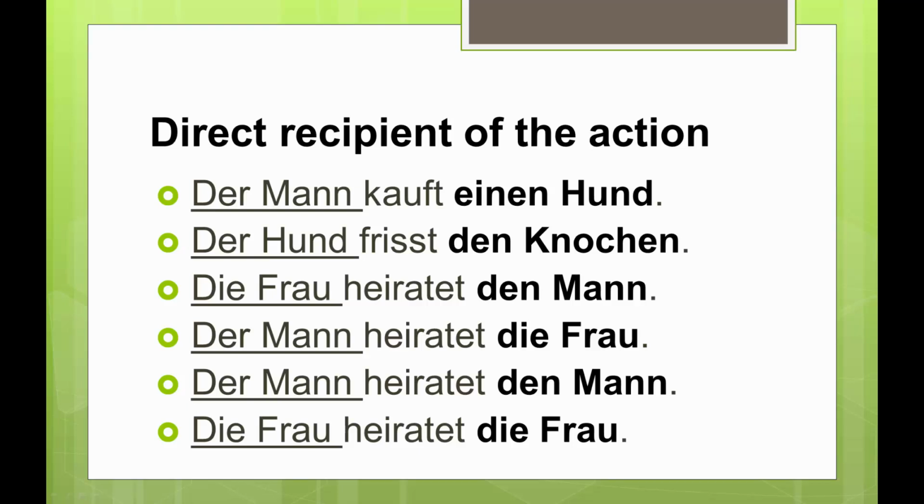And now you have four sentences where it becomes very clear how the case system helps you indicate nominative and accusative, subject and object. Here, die Frau heiratet den Mann, the woman marries the man. In the next sentence, der Mann heiratet die Frau. Der Mann, underlined, marries the woman.